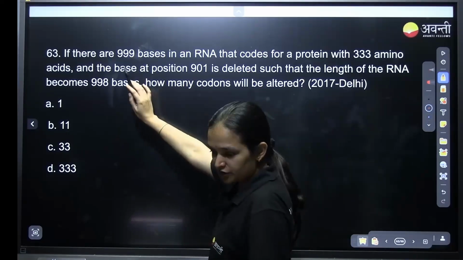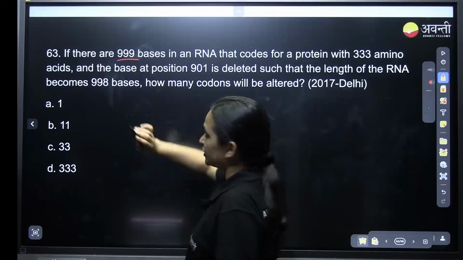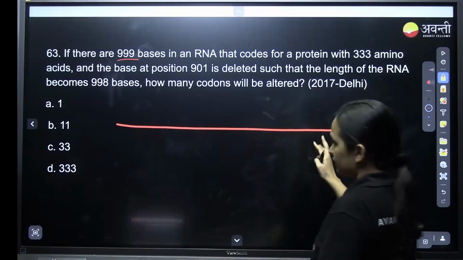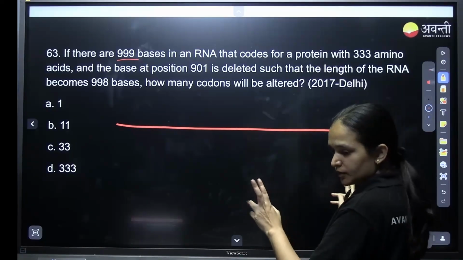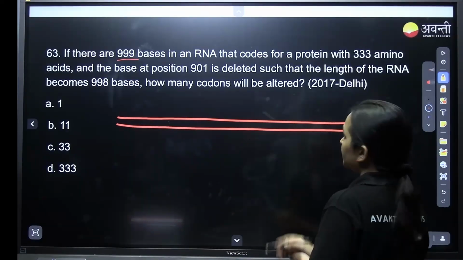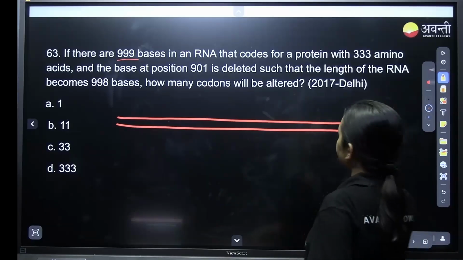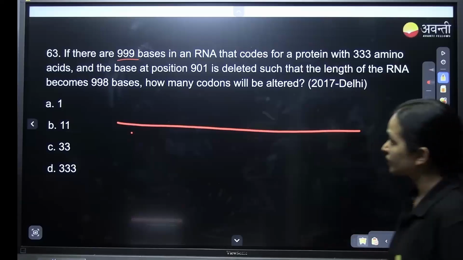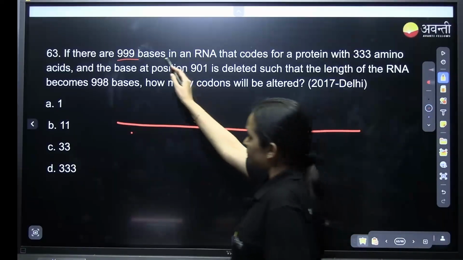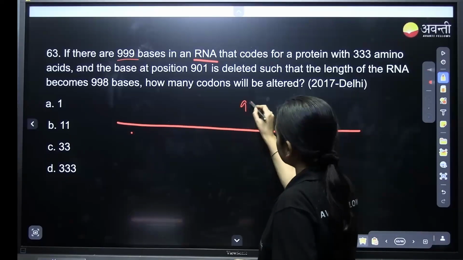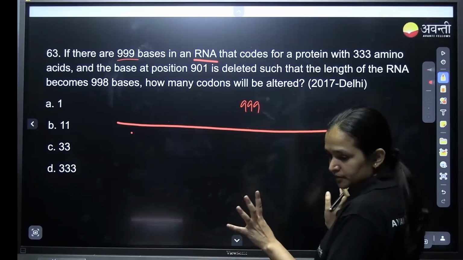So according to the question, there were 999 base pairs. Okay, suppose this was the DNA, a double helix. This was the RNA, single-stranded. 999 base pairs were there in total. Understood?